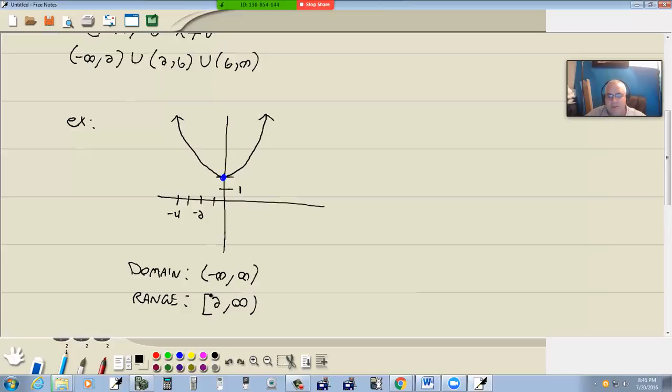The only time you put a parentheses on a number is when it's an open dot. For example, if it looked like this, that's when you'd put parentheses. Otherwise, any other time, you always put brackets on numbers. Infinities always have parentheses.